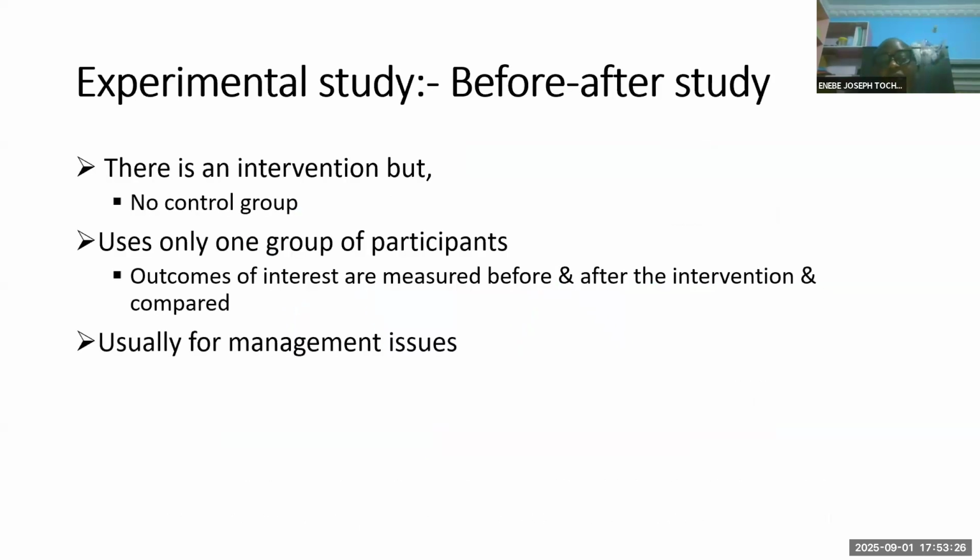Now we also have the before and after study. Here, it means that there is an intervention. There's no control group. You use the same group. For example, you have a group of antenatal women that came for immunization. You give them health education at the beginning of your intervention.